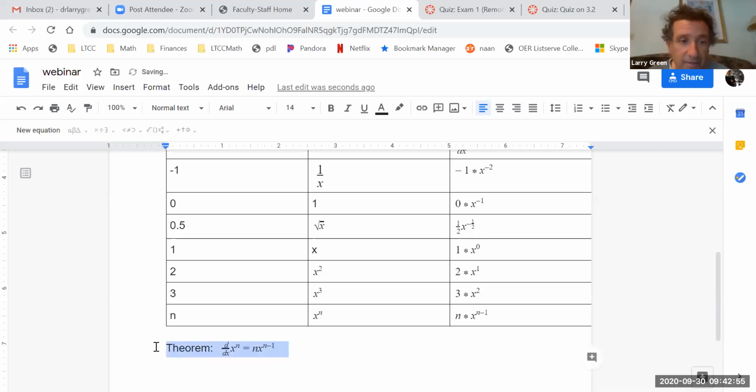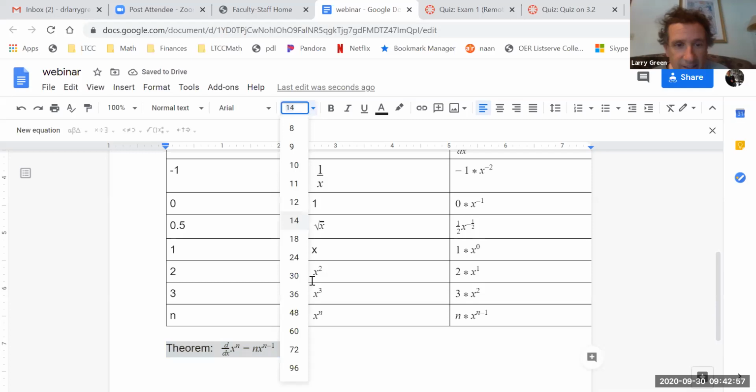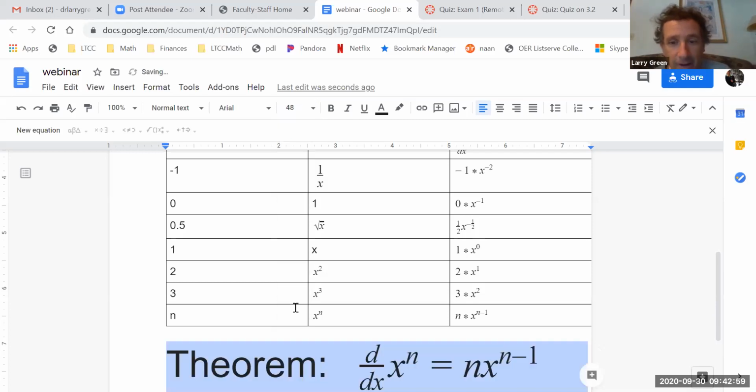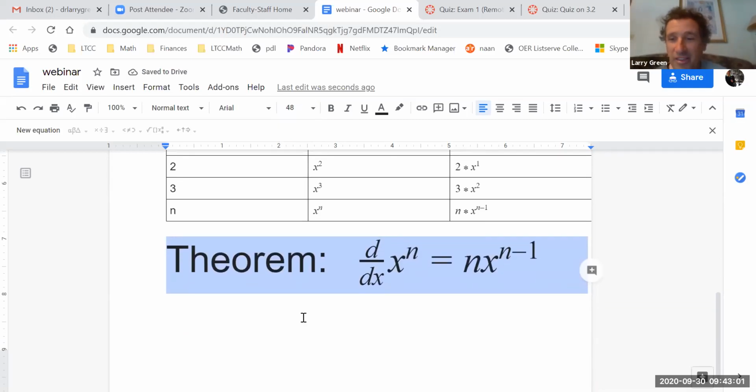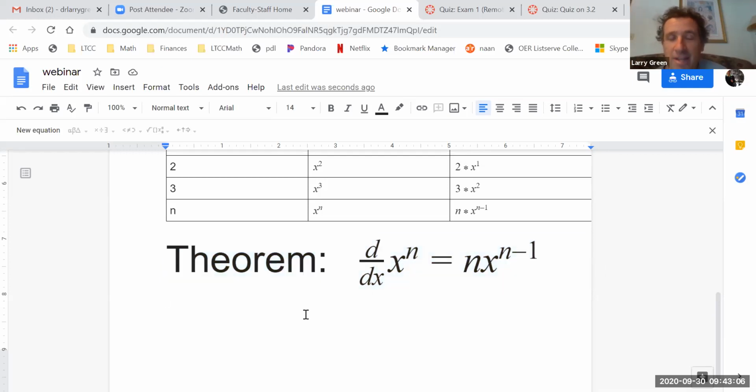What I need to do to fix this is make this like 48 font, because that's how important this theorem is. It is the most important theorem of the entire class, because you're going to be using it over 10 times every single assignment. That's how important this sucker is.